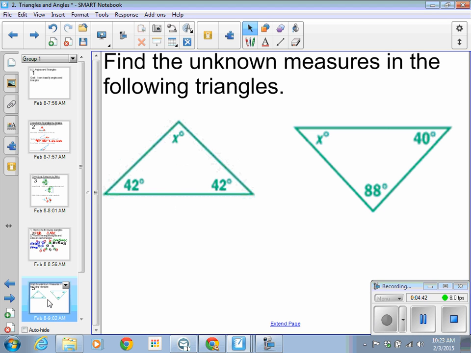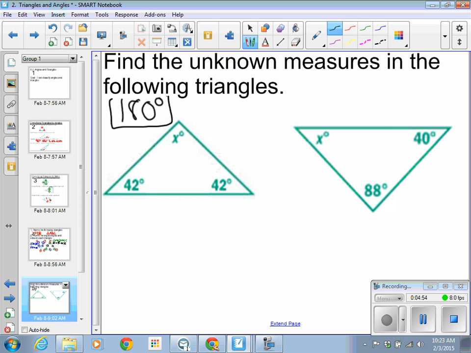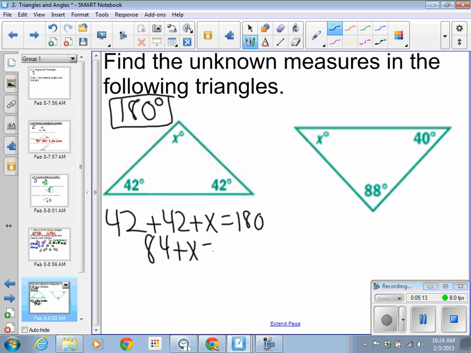Now we're going to find unknown measures in the following triangles. Again, important for us to remember that in all triangles, the sum is 180 degrees. That's the total for any triangle. So look along the left. We know about 42 degrees there, another 42 degrees, and you've got some unknown measure. Add them all up, equals 180. That's just combining the terms. 42 and 42 is 84, plus x equals 180. We do our one-step equation, and you have x as 96 degrees.